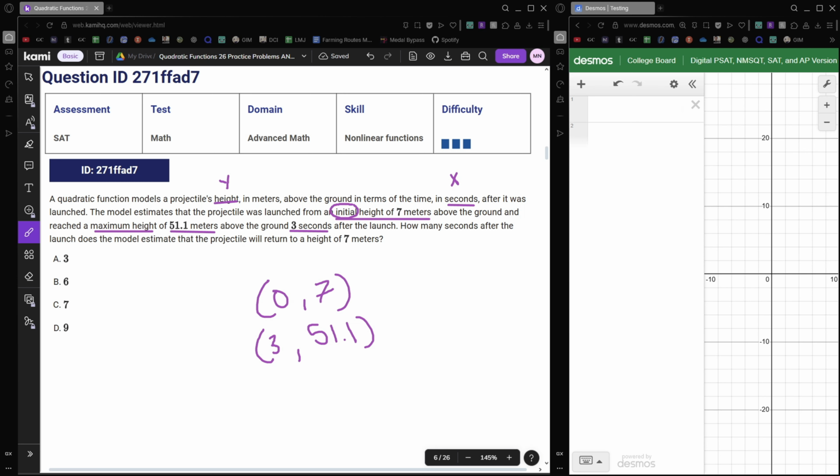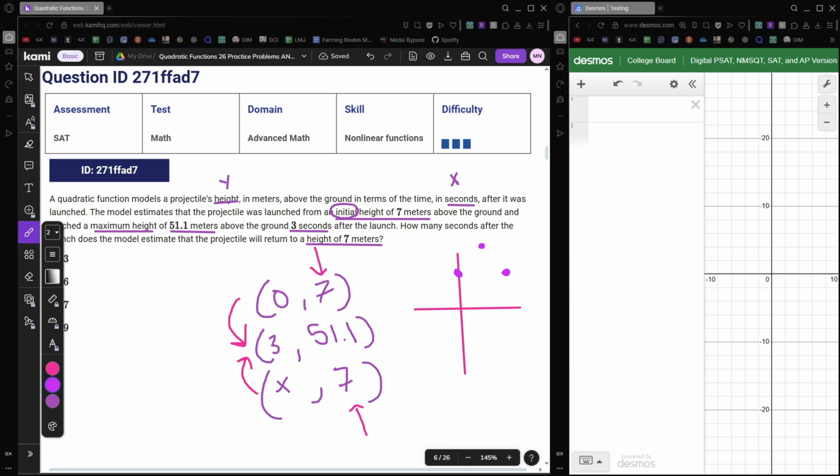height of 7 meters? So they give us a height of 7 meters, and they're asking us to find the time for that height. One thing you should know about parabolas is that they're symmetrical. So since these two have the same y value, that means that the distance from this point to the vertex is going to be the same as the distance from this point to the vertex. So if you were to draw it on a graph, this point right here would be (0, 7), this point right here would be your vertex, and this point right here would be (x, 7).